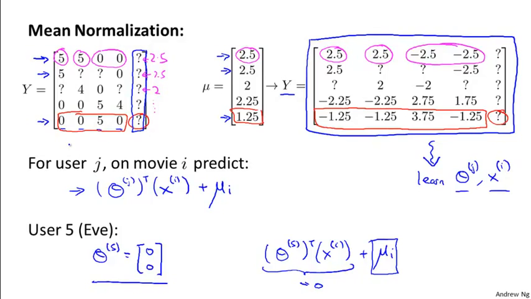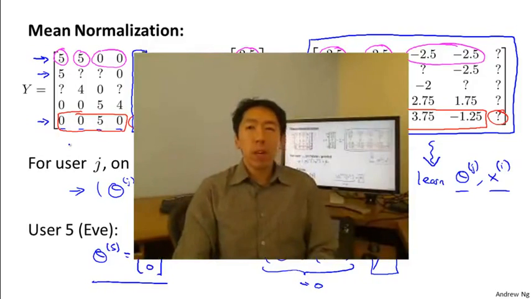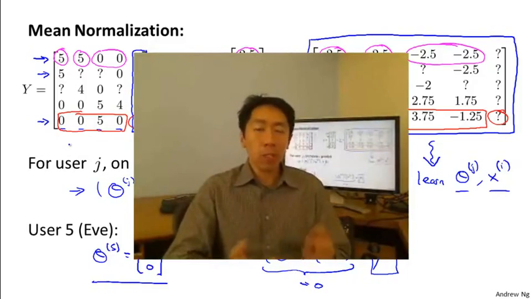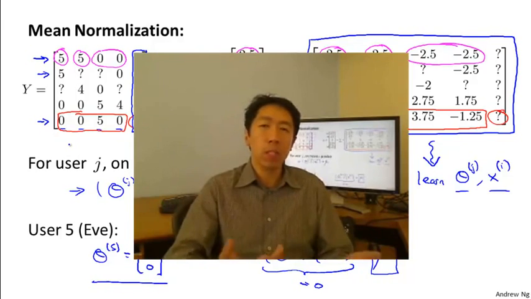And so taking care of the case of a user who hasn't rated anything might be more important than taking care of the case of a movie that hasn't gotten a single rating. So to summarize, that's how you can do mean normalization as a sort of pre-processing step for collaborative filtering. Depending on your data set, this might sometimes make your implementation work just a little bit better.